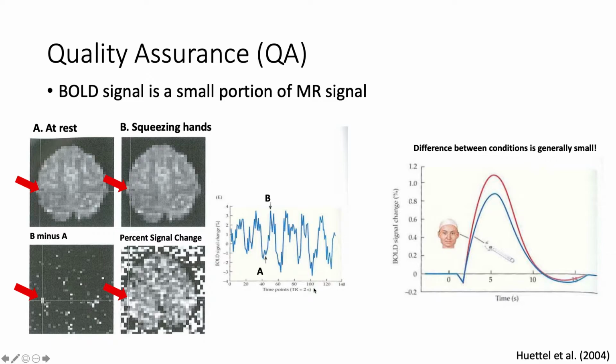And so that again just drives home the point. The BOLD signal is small. What we're interested in is even smaller than just the general response. And so things that get in the way of us identifying that can be pretty problematic. And so that's where it comes into noise and quality control.